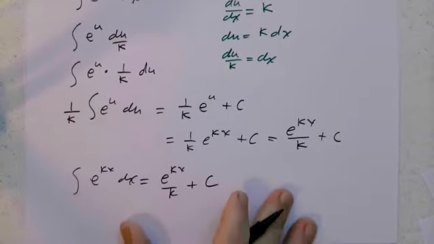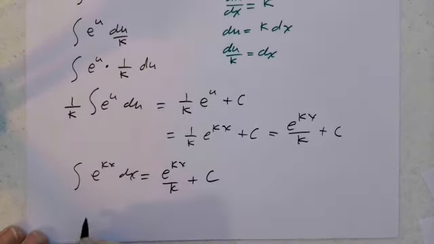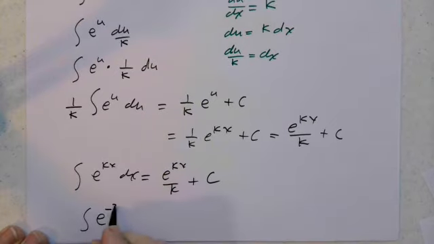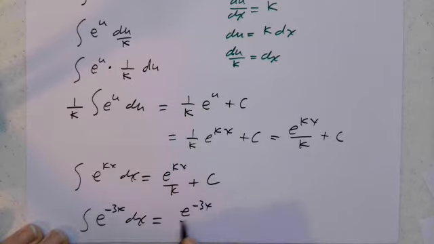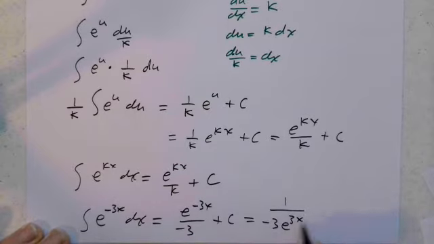plus c. So using that rule, then I could say the integral of e to the negative 3x, for example, is e to the negative 3x over negative 3 plus c, which you might want to write as 1 over negative 3 e to the 3x plus c. So that's just kind of helpful to know.